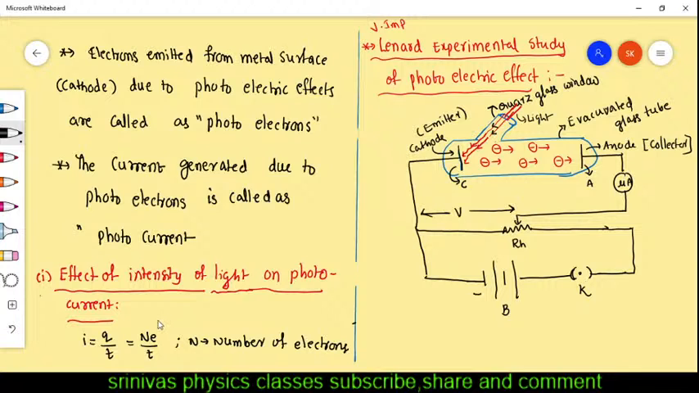This is the effect of intensity on photocurrent. Then the next point I am going to explain is the effect of anode potential on the photocurrent. What is the effect of anode potential? Before that, I need this diagram. The remaining continuation I will explain based on the diagram only.